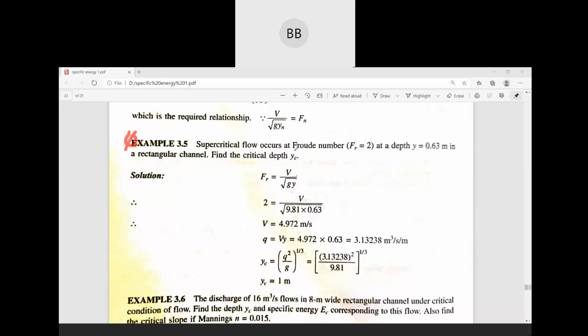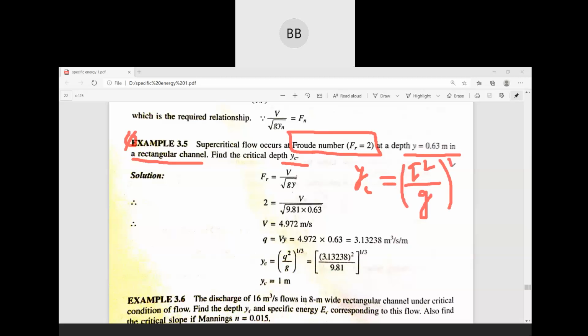That supercritical flow occurs at Froude number Fr equal to 2 at a depth y equal to 0.60 meter in a rectangular channel. Find out the critical depth yc. So we need to find out the yc. Okay? yc for a rectangular channel is q square divided by g, whole to the power 1 by 3. This is the expression for yc of a rectangular channel.